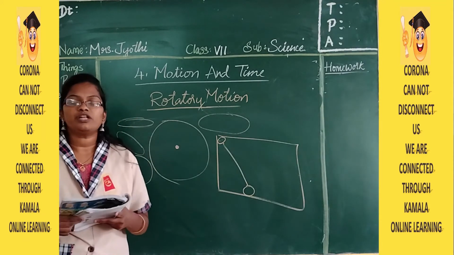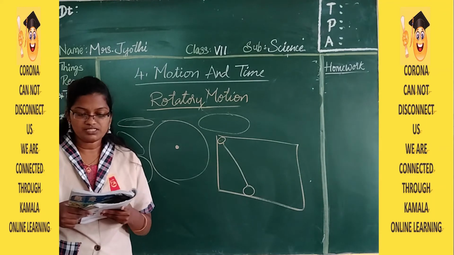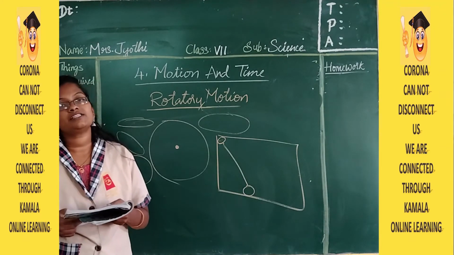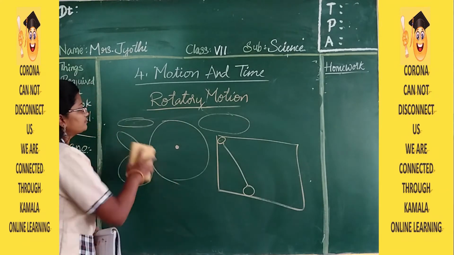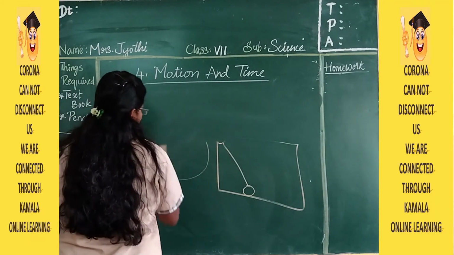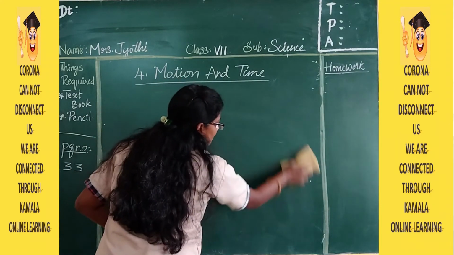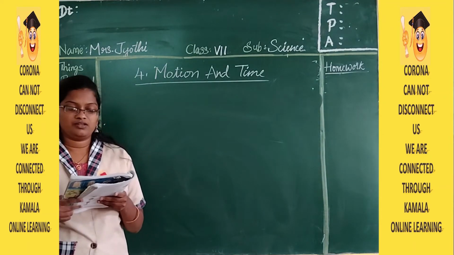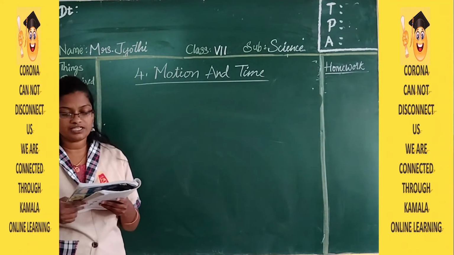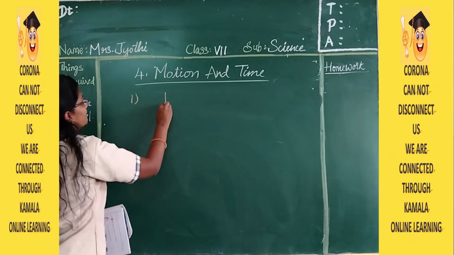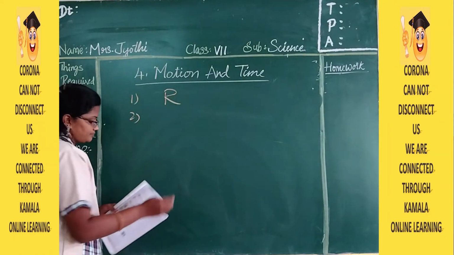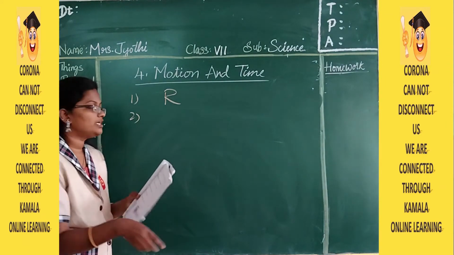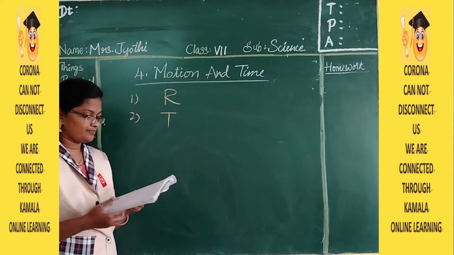Okay, then let us do number 10. Observe the following motions of bodies and label them as rotatory, translatory or translatory rotatory. If you see the first case, the fan: motion of the blades of a ceiling fan. It is rotatory, R. Then motion of the arrow from a bow. It moves in a straight line, so it is translatory.